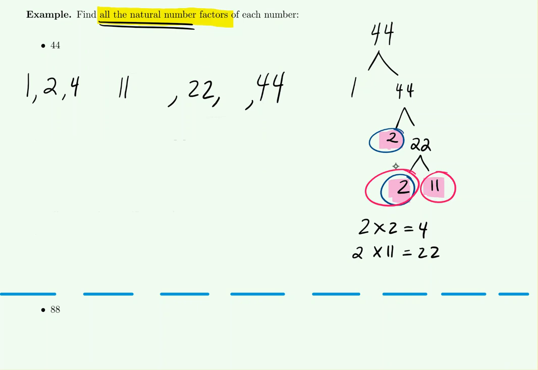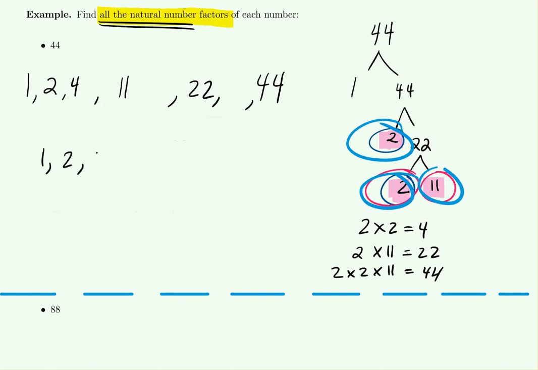The only other possibility of multiplying all the prime factors, we've already multiplied the pairs, is finally to multiply all 3 together, 2 times 2 times 11, which would give us 44, which in our problem we've already included as one of the natural number factors. So our list is 1, 2, 4, 11, 22, and 44.